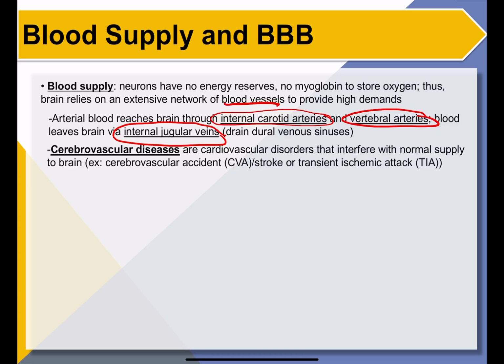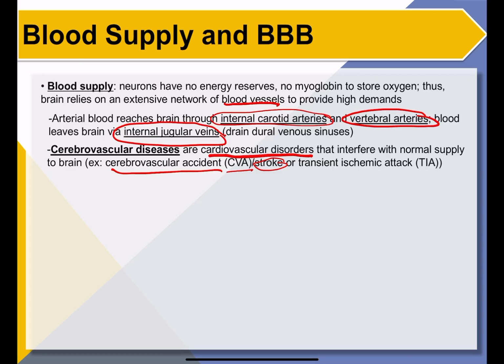So, cardiovascular disorders can interfere with normal supply to the brain. Cardiovascular disorders like arteriosclerosis, that we'll talk about in the next semester, where there is plaque formation within the cardiovascular system in the blood vessels, and this can affect the internal carotid artery. So if there's a blockage in the internal carotid arteries, blood can't flow to the brain as efficiently, and that can lead to a cerebral vascular accident, CVA, or more commonly known as a stroke.